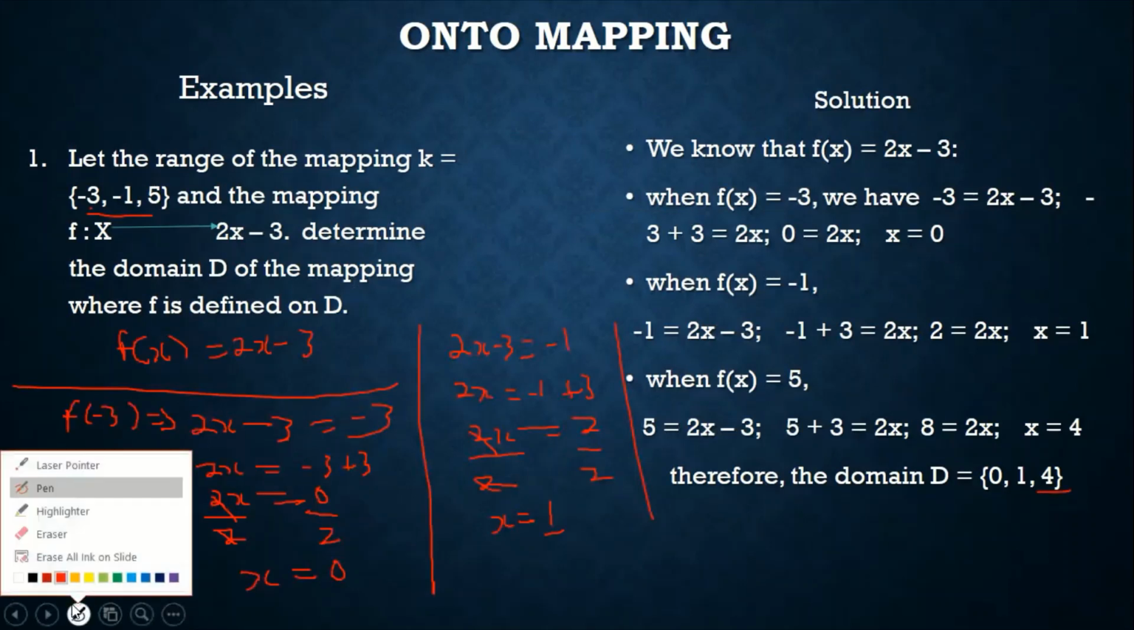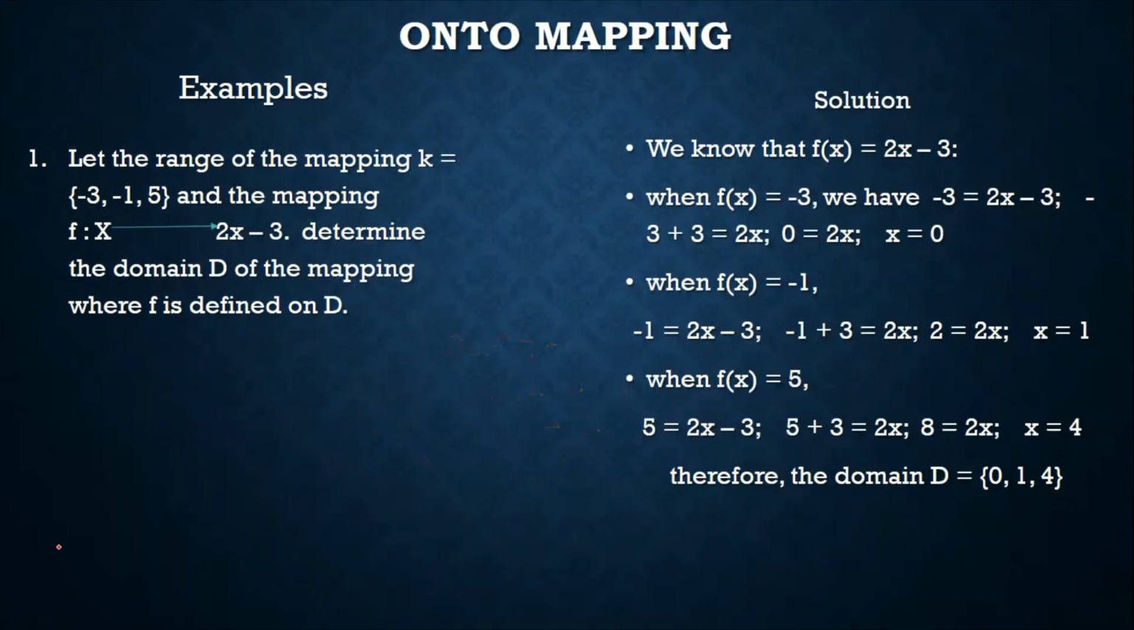Let's make our slide clean. Okay, now having that, let's represent this with our set. So we have the domain at the left hand side, which is our D, right? And we have the range or codomain, which is our K. Is that okay? Now the range as given in the question is minus 3, minus 1, and 5. Now the domain we got after solving is 0, 1, and 4.